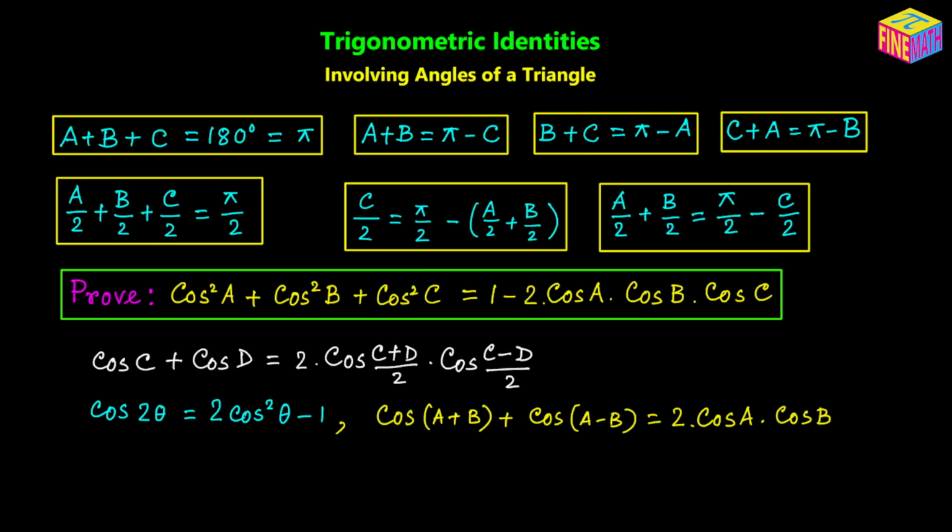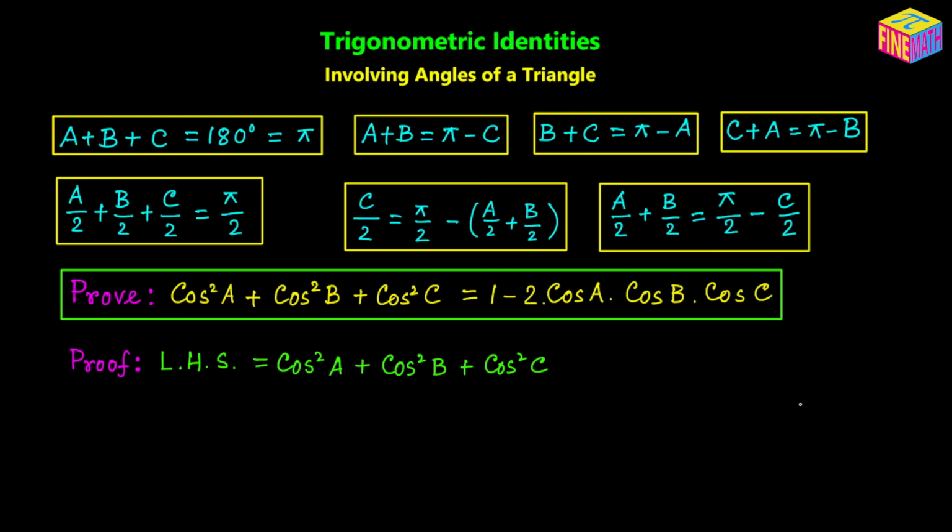The third concept that we are going to use is the sum formula here. Cosine of (A plus B) plus cosine of (A minus B) is equal to 2 times cosine of A times cosine of B. And the last one that we are going to use is the cosine ratio of a supplementary angle: cosine of (pi minus theta) is equal to negative cosine of theta. Using these concepts, we are going to prove this identity. So let's get started with the proof.